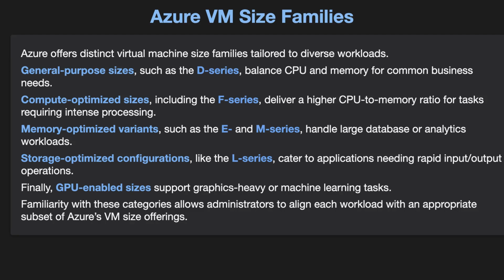General-purpose sizes, such as the D-series, balance CPU and memory for common business needs. Compute-optimized sizes, including the F-series, deliver a higher CPU-to-memory ratio for tasks requiring intense processing. Memory-optimized variants, such as the E and M series, handle large database or analytics workloads.